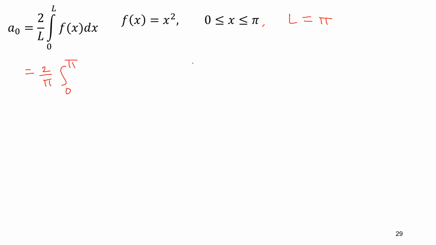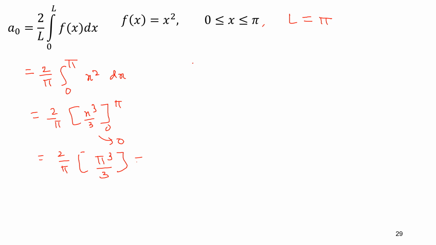integral from 0 to pi, f(x) is x square, and then dx. So it is 2 by pi, integration of x square is x cube by 3 from 0 to pi, and obviously for the lower limit it becomes 0. So it is 2 by pi, then for the upper limit it will be pi cube by 3. If you simplify it further, we will get the value of a0 as 2 pi square divided by 3. So the value of a0 is 2 pi square by 3.